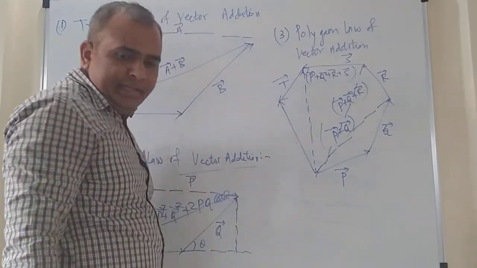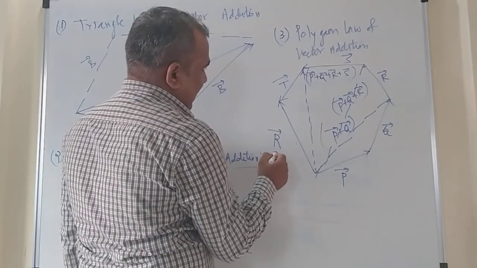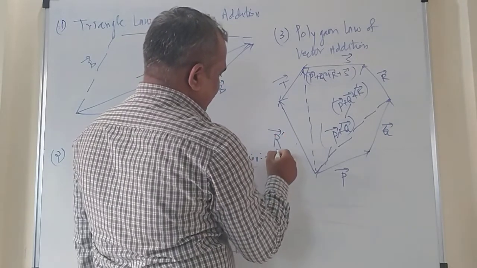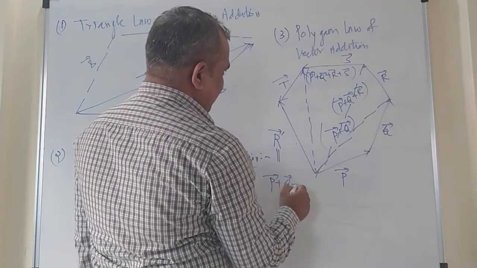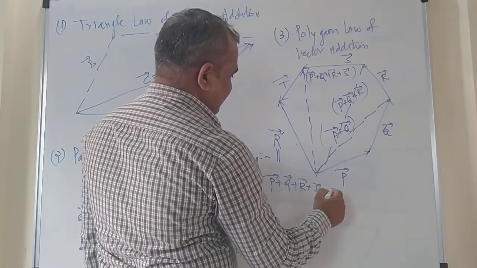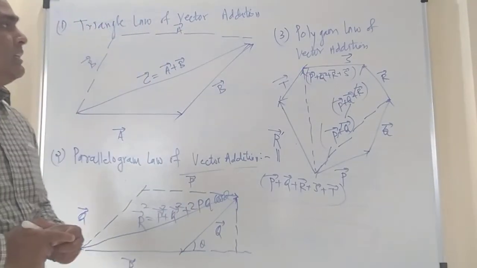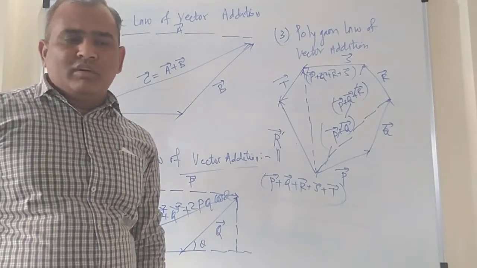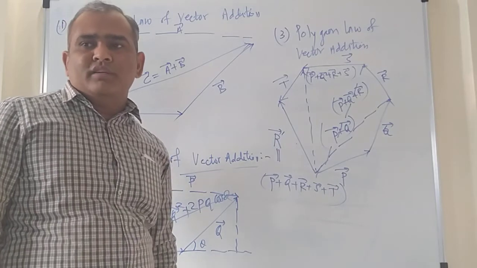And let me indicate this vector with some other name. So the resultant vector R bar, R bar is already used, but still let us say R prime bar, and this is equal to the addition of all: P bar plus Q bar plus R bar plus S bar plus T bar. So R prime bar will give you the resultant of all these vectors. Got it? This is called the polygon law of vector addition. Hope you have understood this.